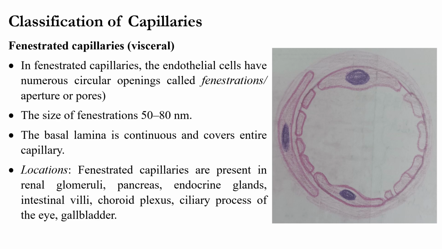And such fenestrated capillaries are located in renal glomeruli. They are seen in the pancreas and other endocrine glands, then in intestinal villi, choroid plexus, in the ciliary process of the eye, and gallbladder.